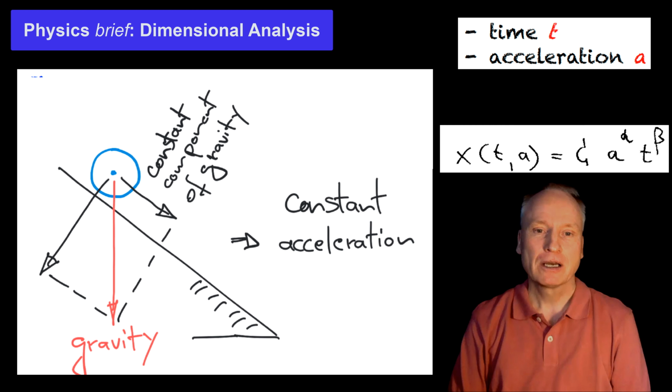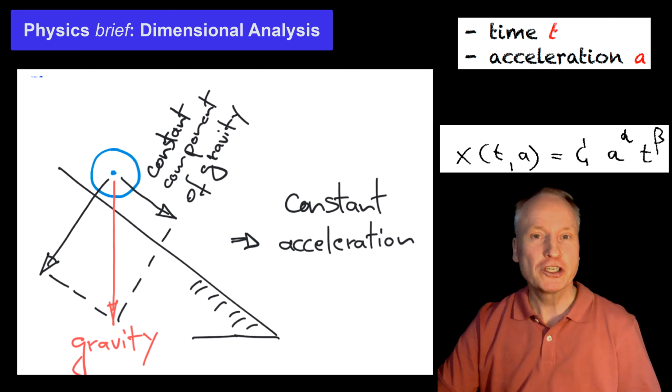Writing generally, x, the position as a function of t and acceleration a, equals some constant, some dimensionless parameter c, times a with a possible exponent alpha, and times t to the power of beta. We know the dimensions of both sides. The position, the displacement x, has the dimension length. Therefore, the term a to the power of alpha times t to the power of beta also has to have the net dimension length. Time has the dimension time.